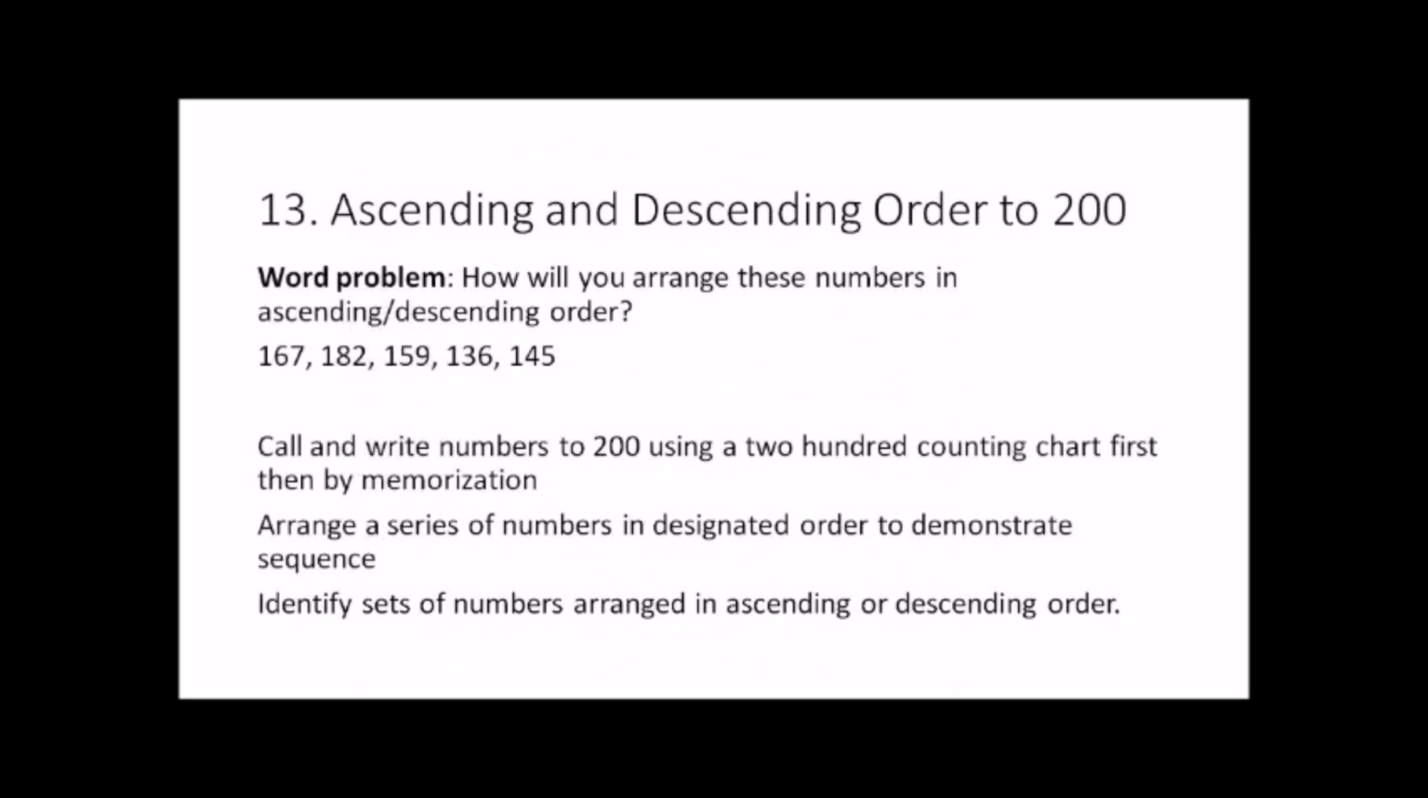Lesson 13, ascending and descending order to 200. Word problem: how will you arrange these numbers in ascending or descending order? And you present them with numbers. Call and write numbers to 200 using a 200 counting chart first and then by memorization. Arrange a series of numbers in designated order to demonstrate sequence. Identify sets of numbers arranged in ascending or descending order. So you want them to be able to do two things: to identify if it's ascending or descending, and then to put numbers in ascending or descending order.